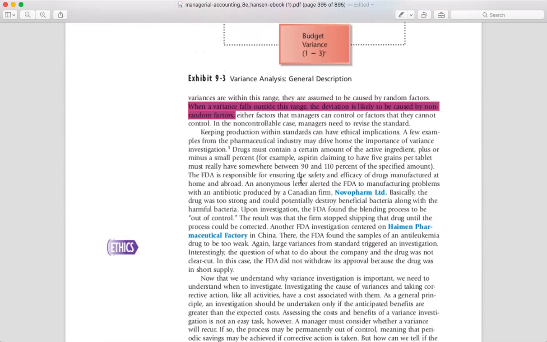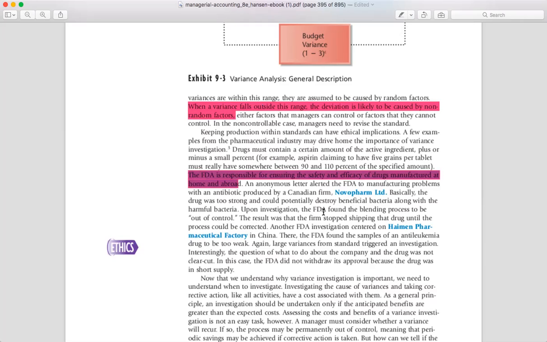A few examples from the pharmaceutical industry may drive home the importance of variance investigation. A drug must contain a certain amount of the active ingredient plus or minus a small percent, right? So that would be around 90 to 110%. The FDA is responsible for ensuring the safety and also the efficacy of drugs at home and abroad. Okay, so an anonymous letter alerted the FDA to manufacturing problems with an antibiotic produced by a Canadian firm.